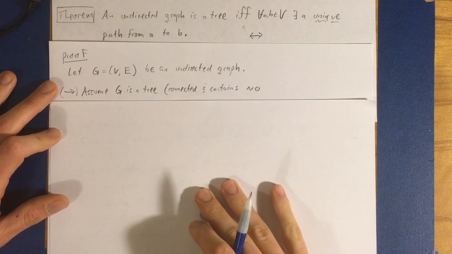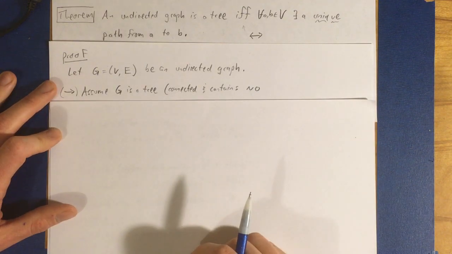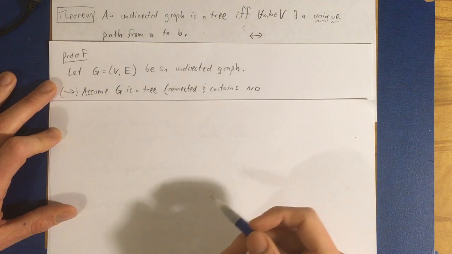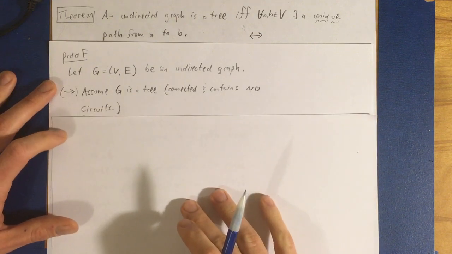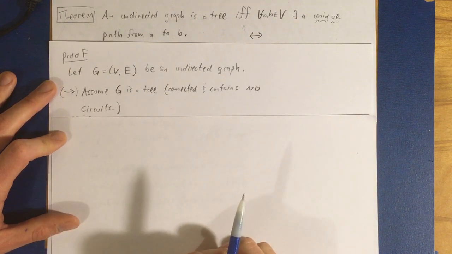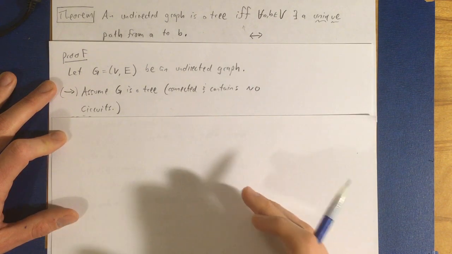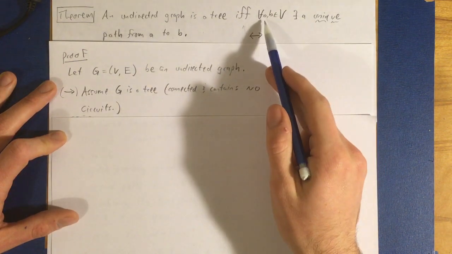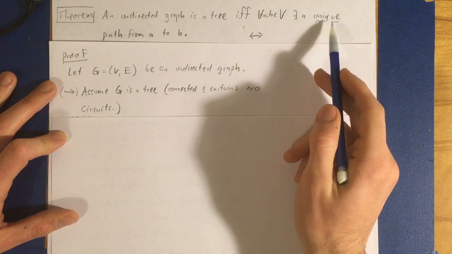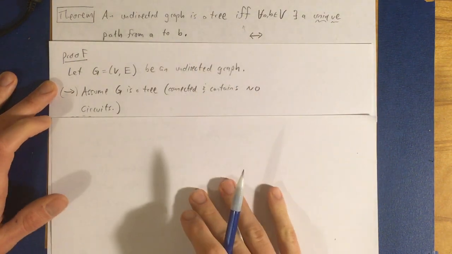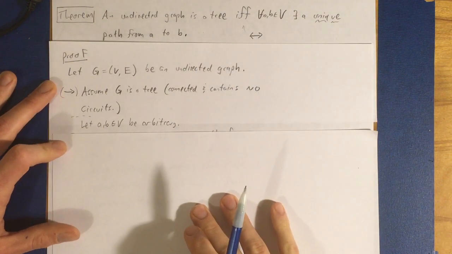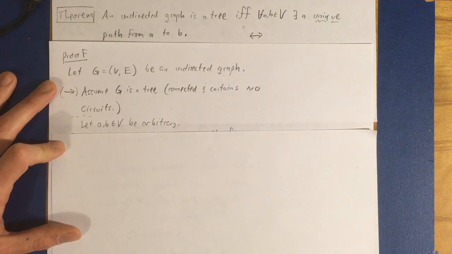So first I'm going to do the forwards arrow, starting with our assumption that G is a tree. This means, remember, that it is connected and contains no circuits. All right, so using that as our starting assumption, now our goal is to prove that for any two vertices, there will be a unique path between them. So our next step is to let A and B just be two arbitrary elements of our vertex set.